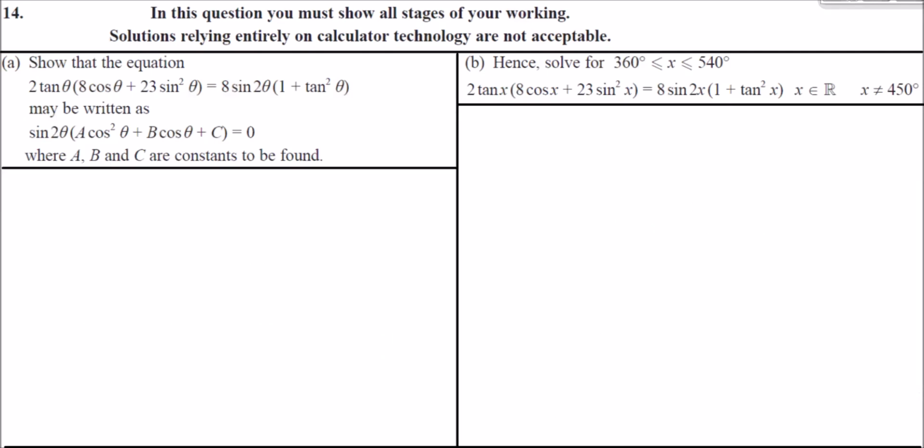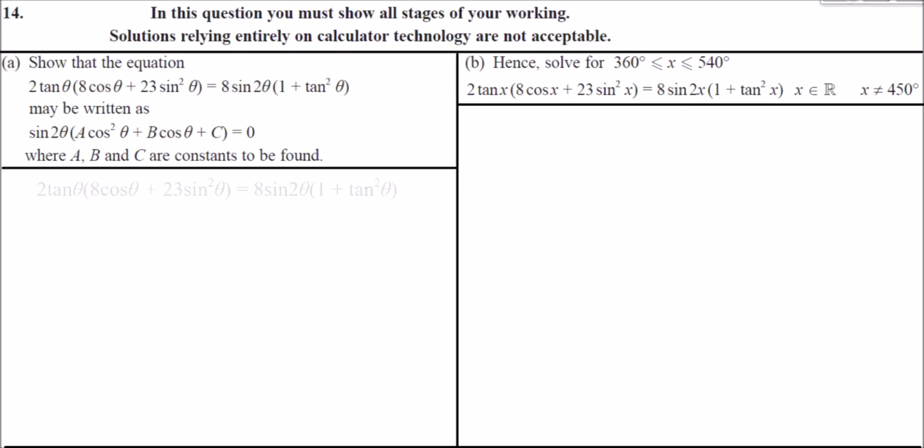Question 14, we have to show that the equation 2 tan theta, brackets 8 cos theta plus 23 sine squared theta equals 8 sine 2 theta multiplied by 1 plus tan squared theta can be written in this form: sine 2 theta, a cos squared theta plus b cos theta plus c equals 0, where a, b, and c are constants to be found. So this is an identity type of question, and I always consider what we're aiming for as our target. So consider what we've got and what we need to change in terms of what we've got to make it equal what our target is.